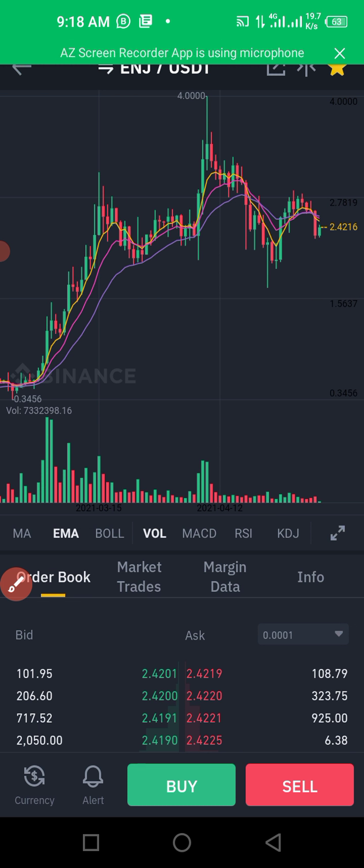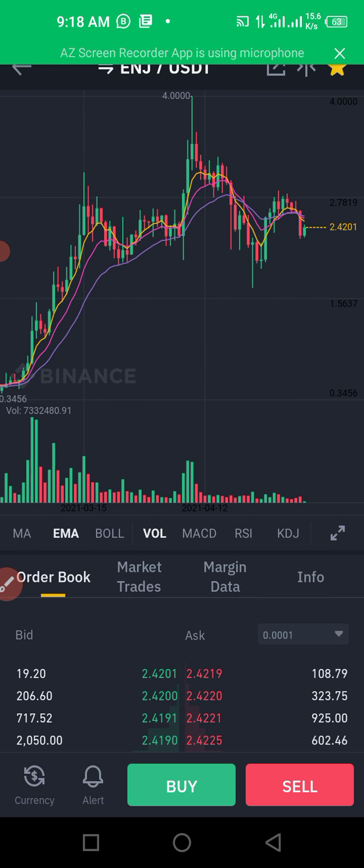You see the crossing. Whenever the moving averages cross themselves downward, you know that you are in a little bit of a downward trend. Okay, you are in a downward trend. So you take note of the market. You see the market as a downward movement.